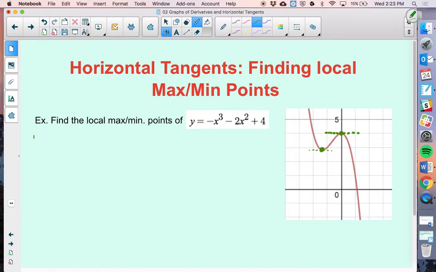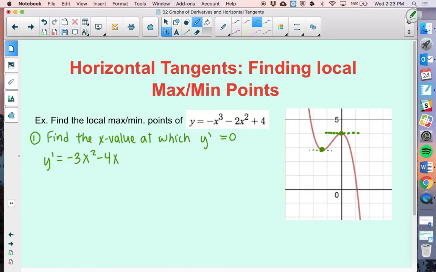So the first step in figuring out what those coordinates of the max and mins are is to find the x value at which the derivative equals 0. So I have to find the derivative. So first thing is that I know my derivative is negative 3x squared minus 4x. And then I have to set it equal to 0. So I'm trying to find the x values where the derivative equals 0.